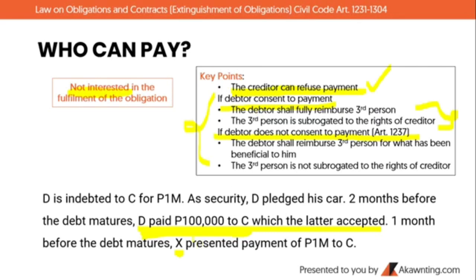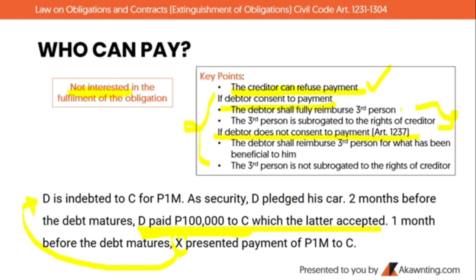Si X, a third person from the debtor. Effectively, si X na ang bagong creditor this time kasi tinanggap ni C. Okay, so magkano ang pwedeng singilin ni X from D kapag si debtor ay nag-consent?